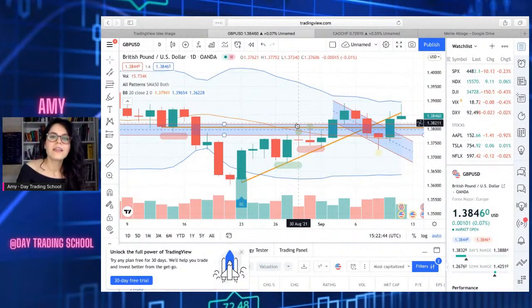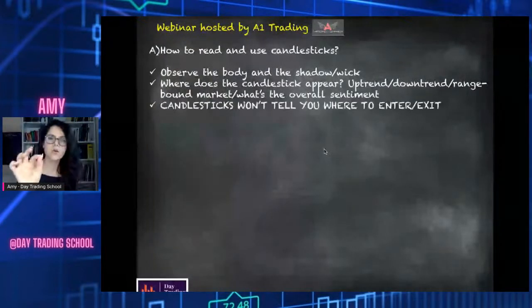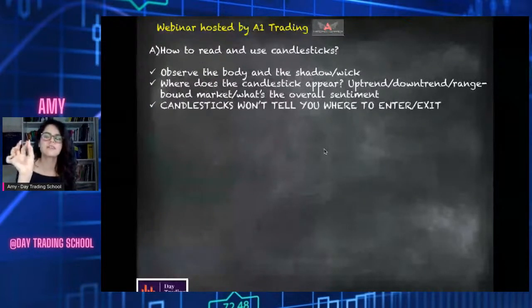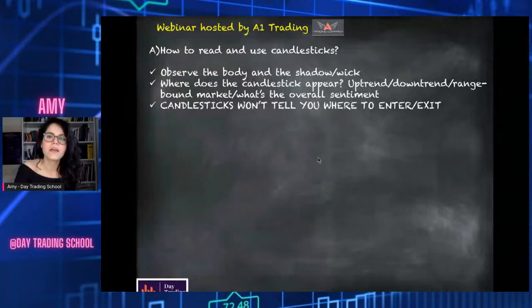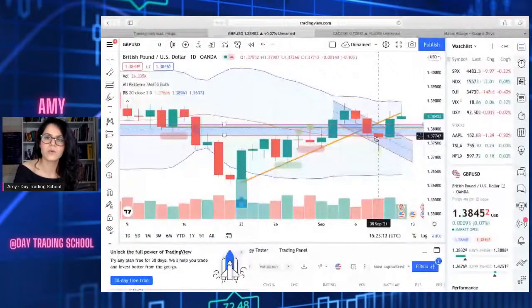And then the next rule is, candlesticks alone won't tell you where to enter or where to exit. Or to be honest with you, it is a very good signal to understand where to exit, but usually not the best signal to understand where to enter. Now, what do I mean? I want to show you an example right here, right? This is what happened a couple of days ago.